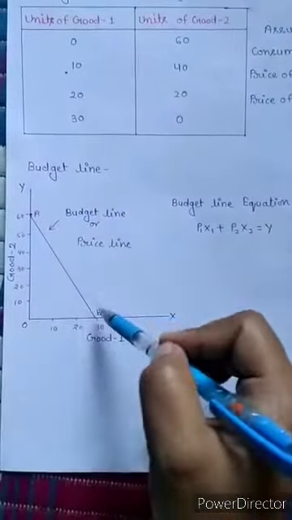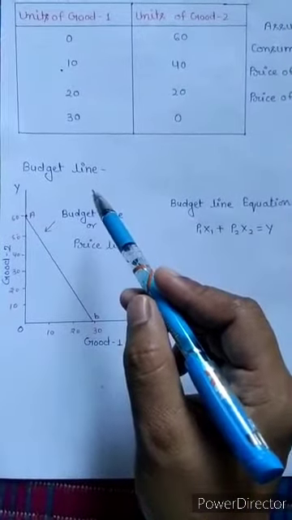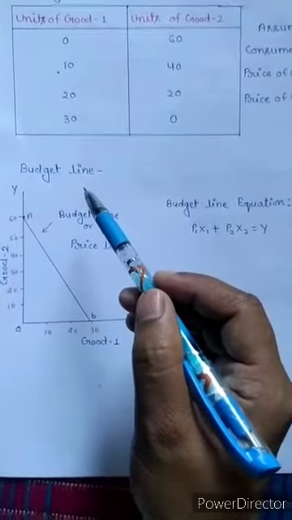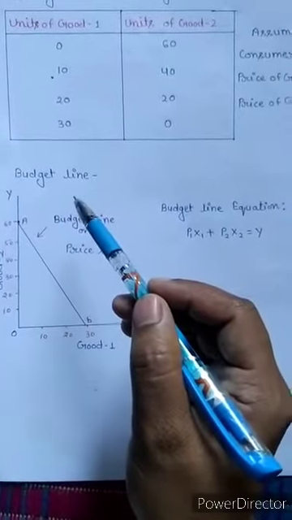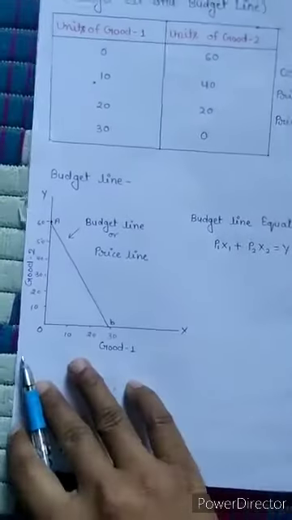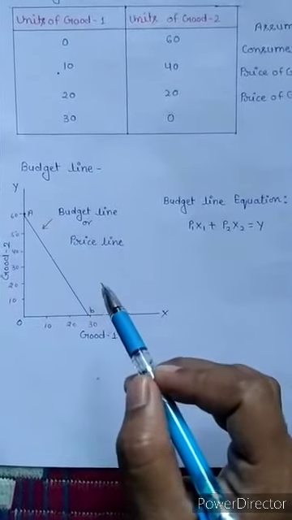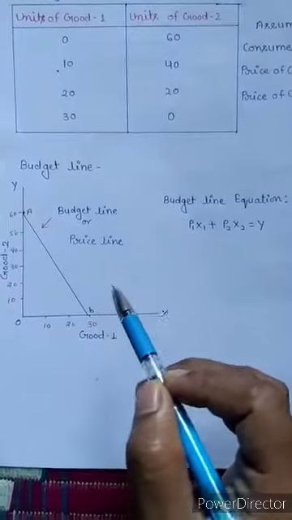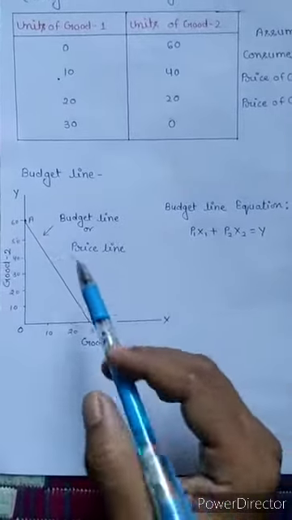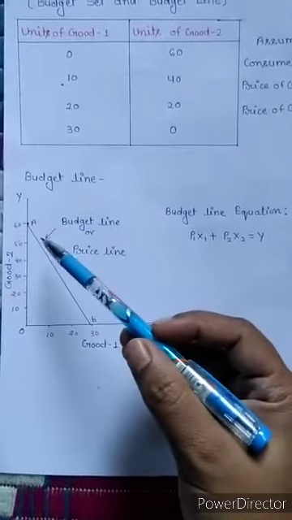This is the budget line. Budget line is a line which shows the combination of two goods which consumer can purchase by spending all his income, when the price of a commodity is also given. Here it is assumed that the consumer income or budget is 60 rupees, the price of commodity 1 is 2 rupees per unit, and price of goods 2 is 1 rupee per unit. In this condition good 1 is on the X axis and good 2 is on the Y axis.